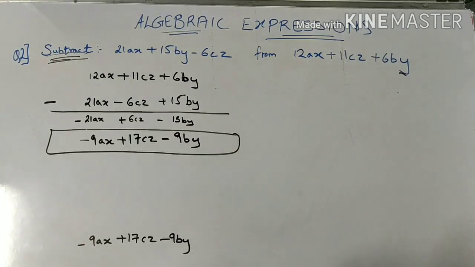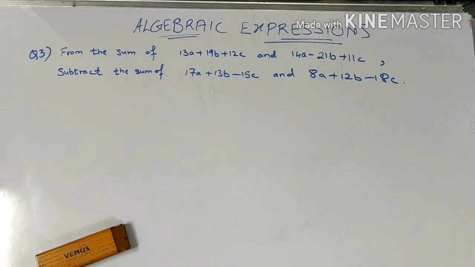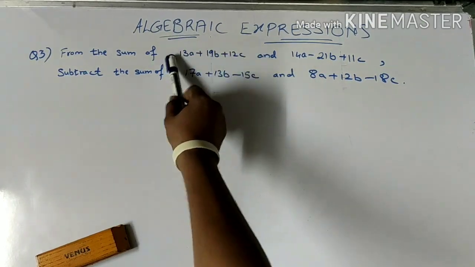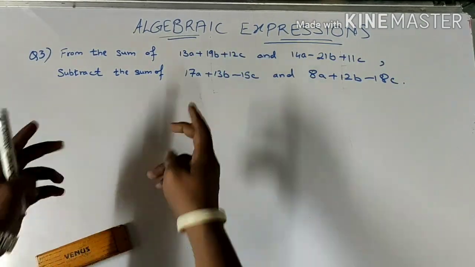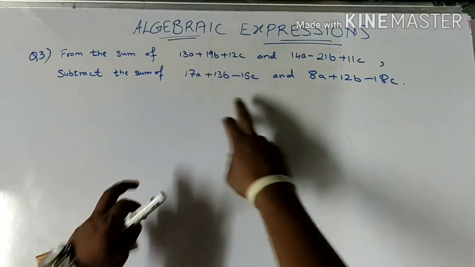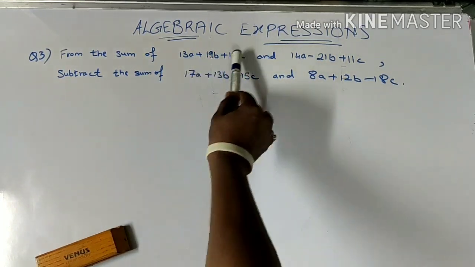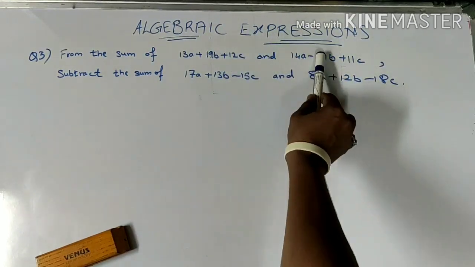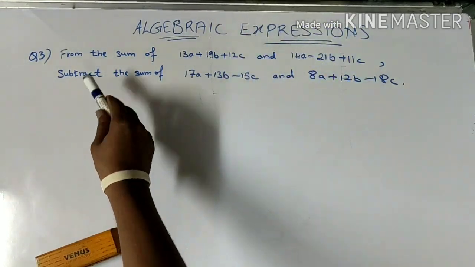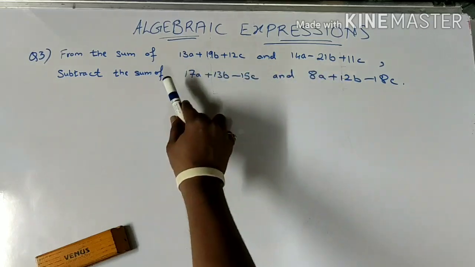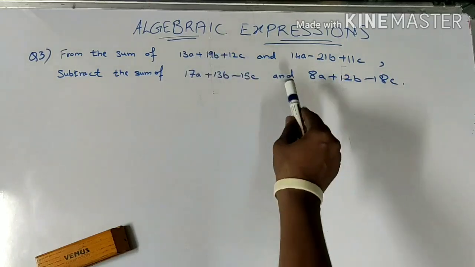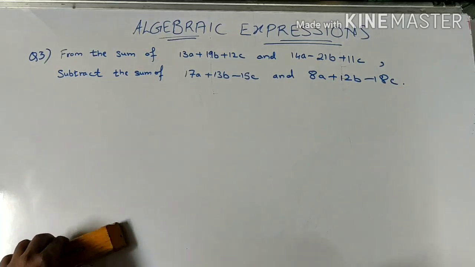Let's solve a few more examples. So in this problem, we are supposed to solve from the sum of this and this. Now here they are saying, from the sum of this and this, subtract the sum of this and this. Okay, just understand the difference between the questions that we have solved before and this one. From the sum of this, that means when you add this and this, and from that subtract the sum of this and this. So subtract whatever you get when you add these two. So you'll do it separately.